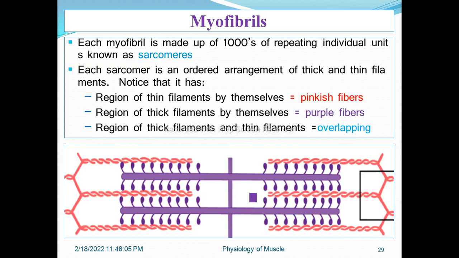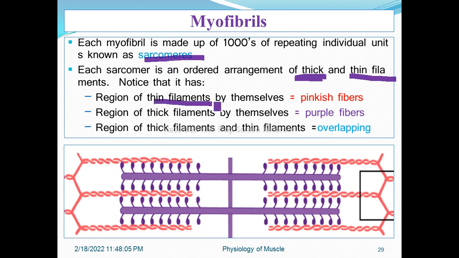Each myofibril is made up of thousands of repeating individual units. This is known as an individual unit, called a sarcomere. As you know, the sarcomere is the functional and structural unit of the muscle. So the sarcomere is repeated and gives the myofibril. Each sarcomere is an ordered arrangement of thick and thin filaments.